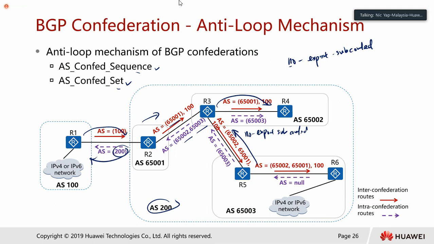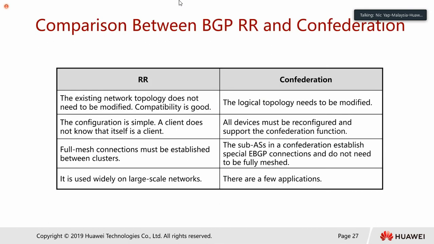So that is how they do loop prevention using the AS confed list. The AS confed list makes sure they know which devices the route has passed through before. So far okay for loop prevention in the BGP confederation? If nothing, then we can look into the comparison between the RR and the confederation.